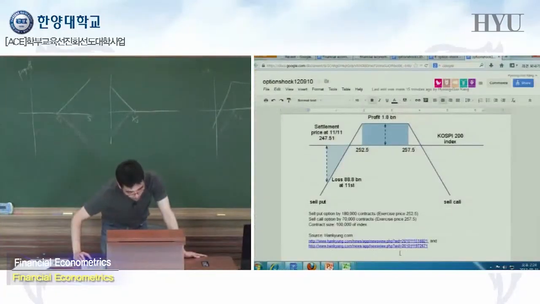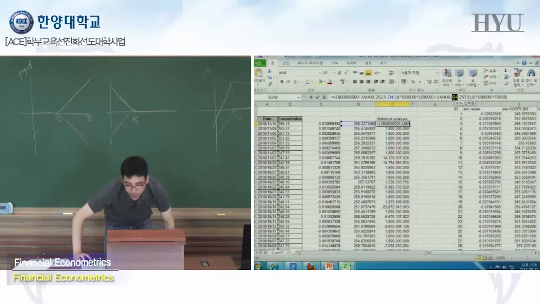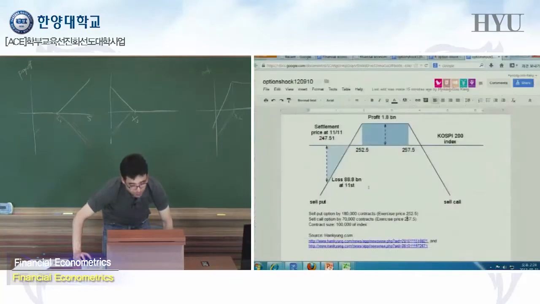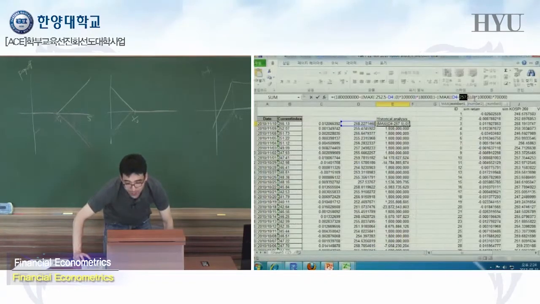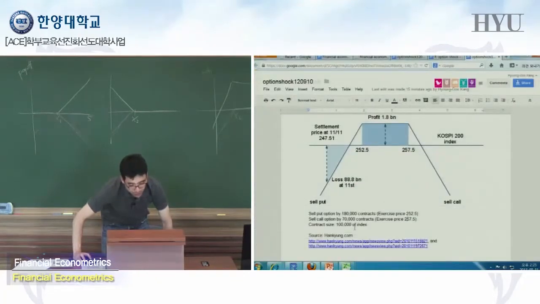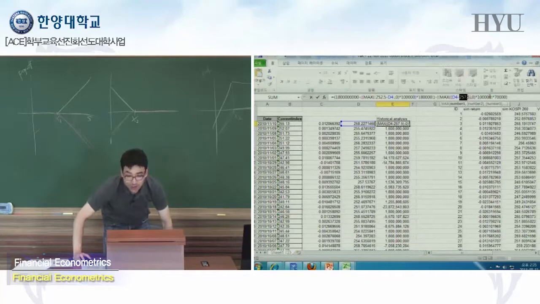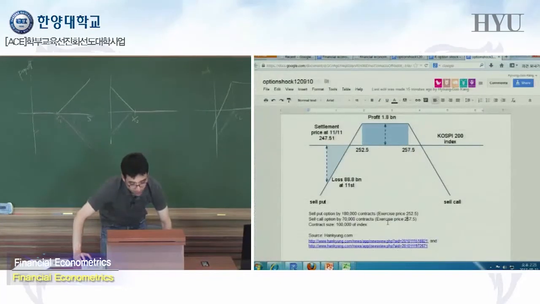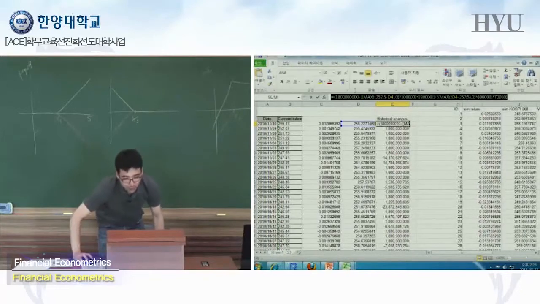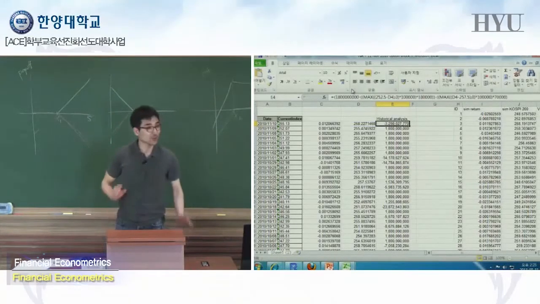Again, let's review our call option. The fund sells call options on 70,000 contracts, the exercise price is 257.5, and the contract size is 100,000 of the index. Therefore, this is the underlying asset price, which is D4, our simulation value. And this is the exercise price of the call option, 257.5, and 0. The contract size is 100,000, so we multiply by 100,000, and Dark Horse Fund has 70,000 contracts, so we multiply by 70,000 contracts. So this is simply the payoff function. It is the shape of the graph. Right? Yes?